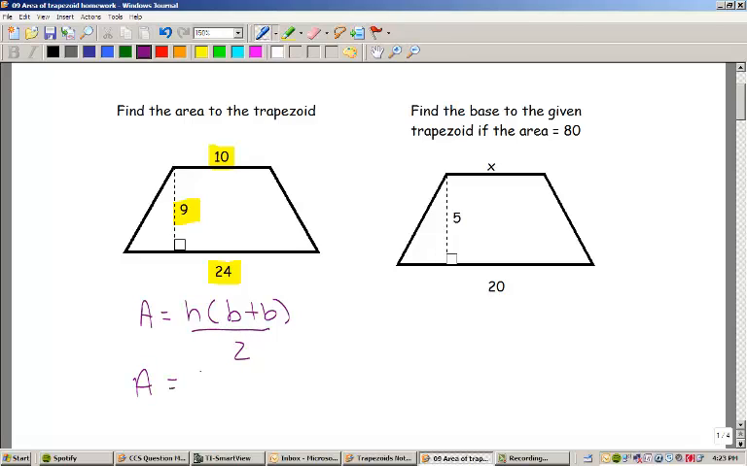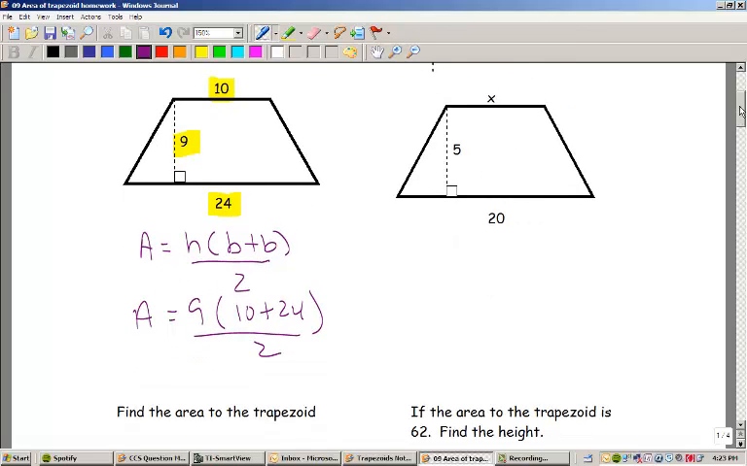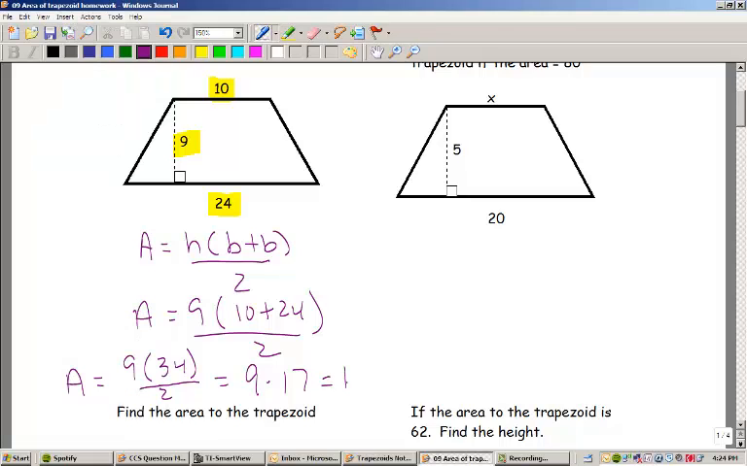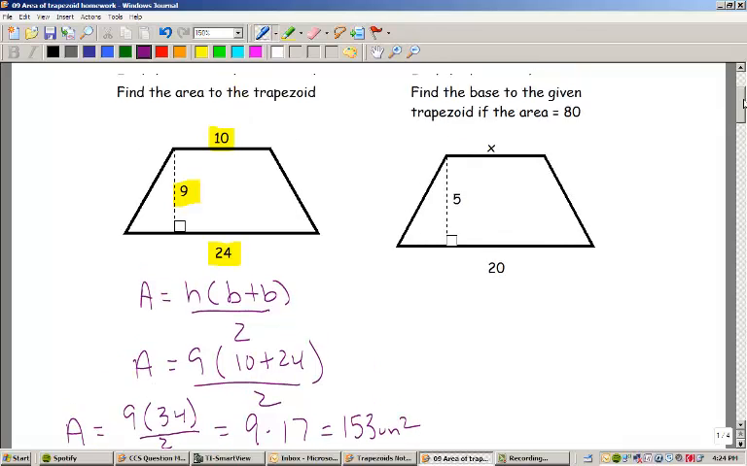So the area is going to be 9 times 10 plus 24 all over 2. And then we just got to make sure we just be careful. So we got 9, 10 plus 24 is 34 all over 2. And the 34 and the 2 reduce down, and you get 9 times 17. Using our calculator, 9 times 17. And for this one, you should get 153 units squared.